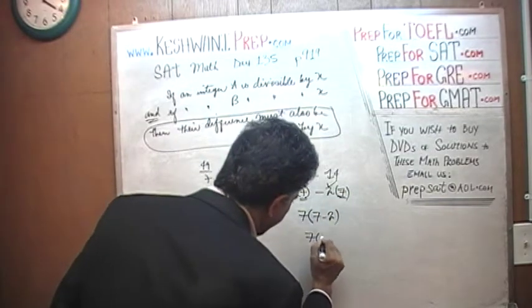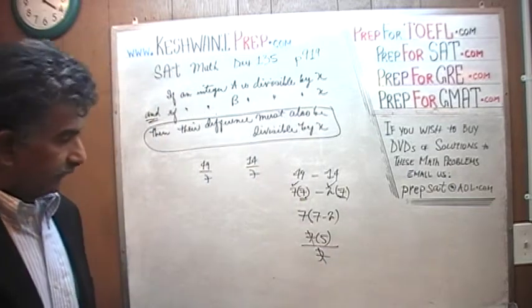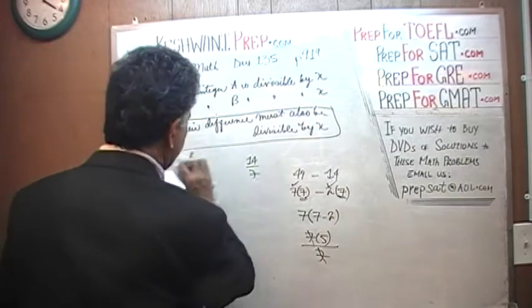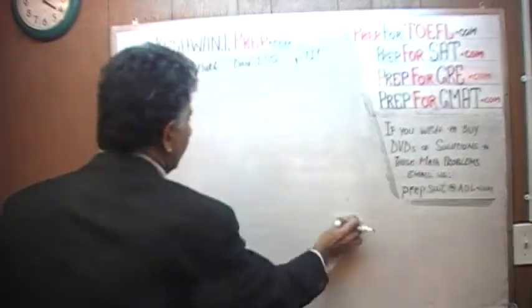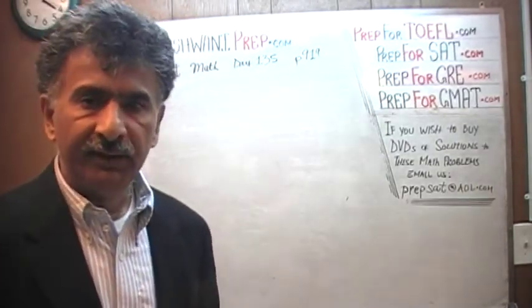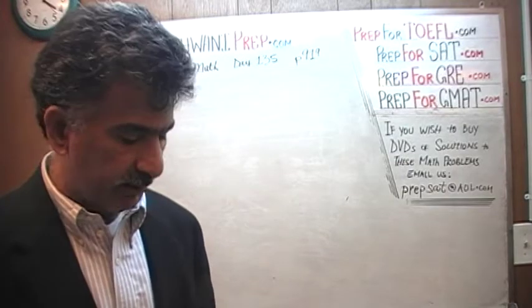And 7 times 5, of course, can be divided by 7. Their difference is also divisible by 7. That's what we need to understand here. In this particular problem, that is exactly the same thing that they are testing, but they phrase it in a little bit awkward way. Instead of telling us that this quantity is divisible by some other quantity, this is what they tell us.